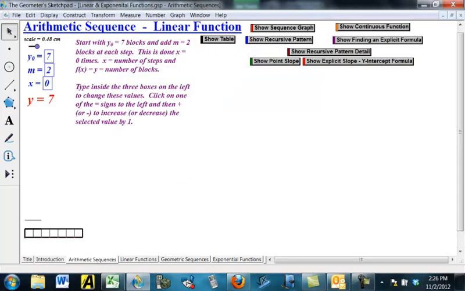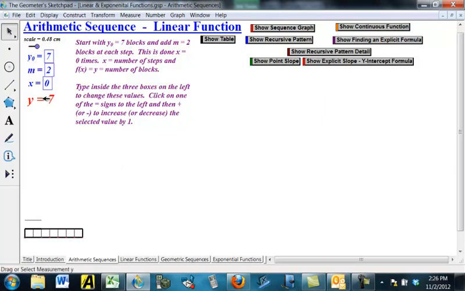So here we go. This particular sketch is set up so that I can illustrate this, and this is starting with 7 blocks. Y sub 0 is the amount we start with. I can change that in the sketch to 5 or whatever. But let's say we start with 7, for example. And M is how much we add each time. It's the common difference, or how much we're adding each time to get the next one. So we're going to start with 7 blocks, add 2, then the next step we'll add 2.